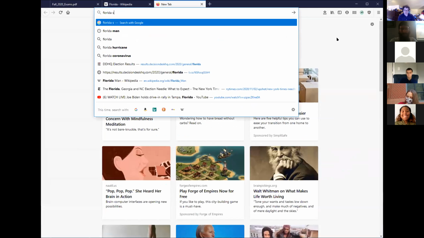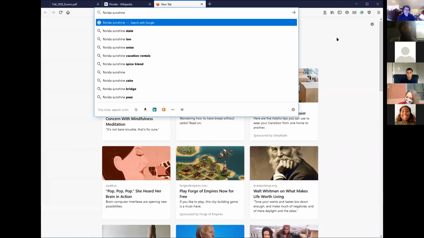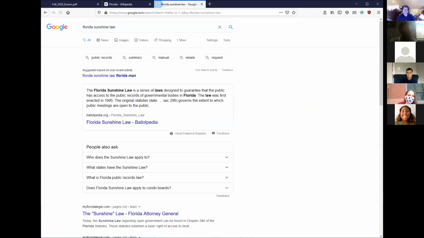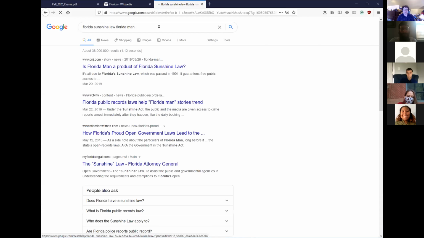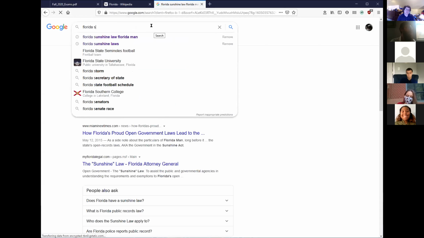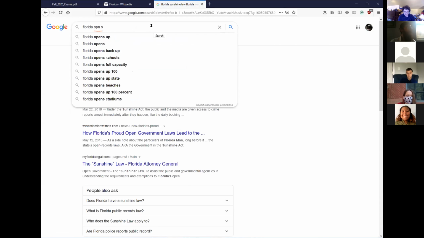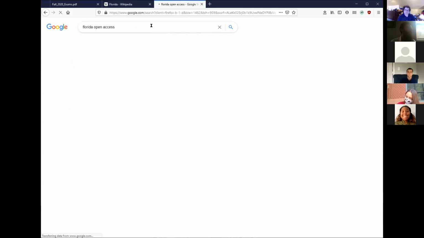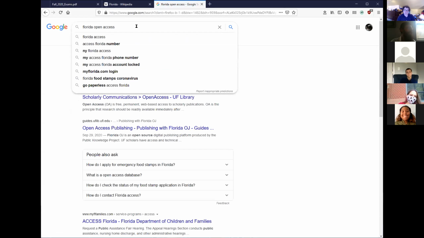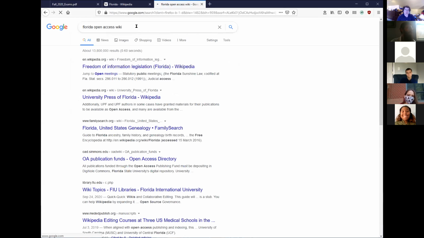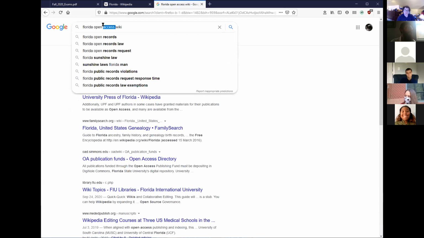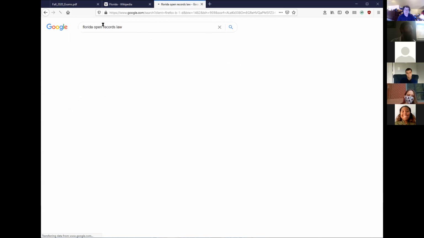Florida's sunshine laws. Yeah, Florida Sunshine Law, Florida man. So you can see that over there. But basically, let's go ahead and search for more stuff. Open access. Okay, Florida open access wiki, or is it open records? I think it's open. Yeah, open records law. There we go.